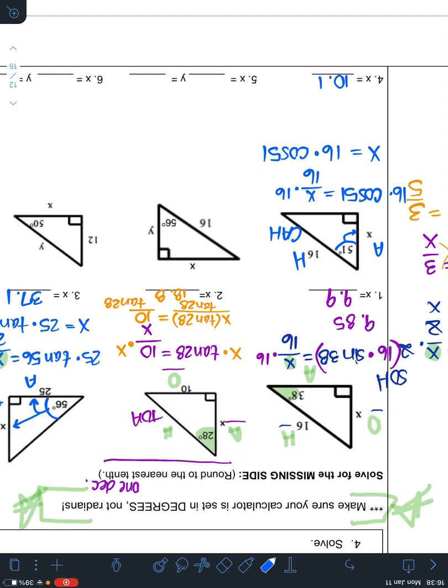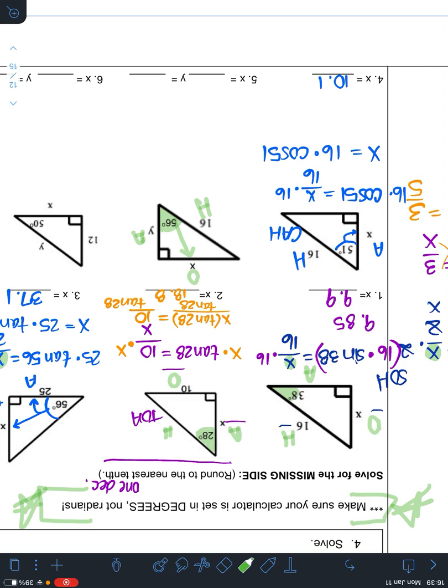So now you got to be careful in number 5. In number 5, I want to know x and y. So here's how you do this, and this is where you go ahead and label all of your pieces. So we have this 56-degree angle where the hypotenuse is 16. Start with your hypotenuse. X is opposite and Y is adjacent.